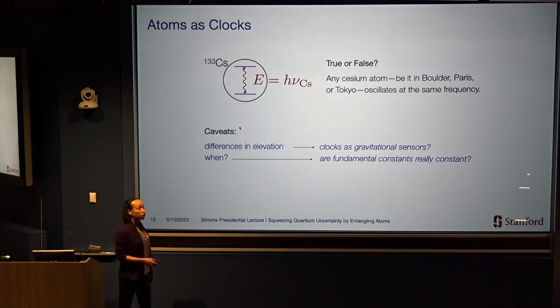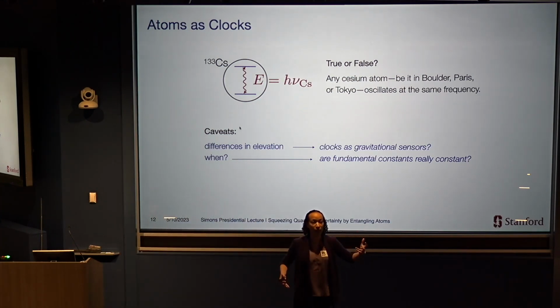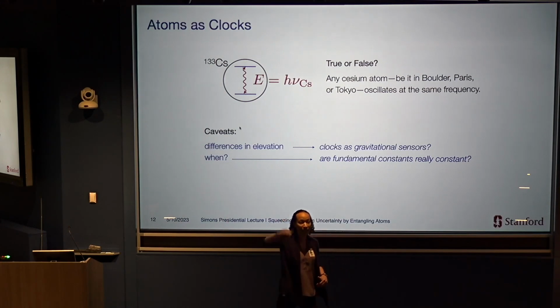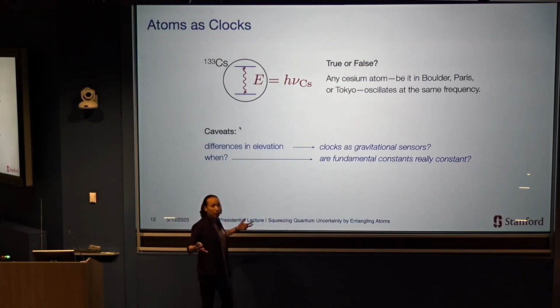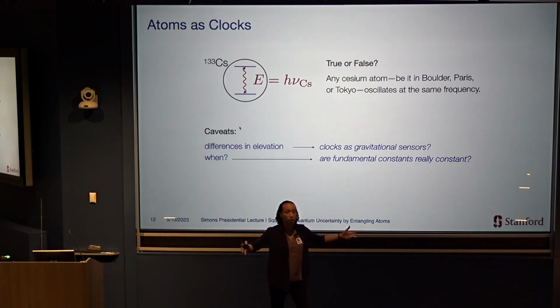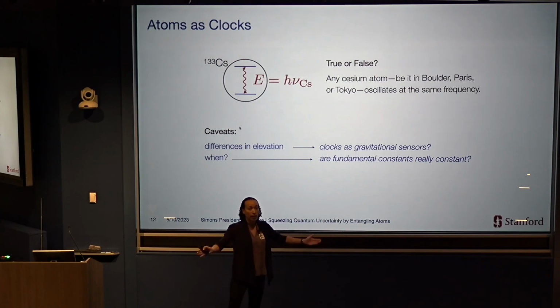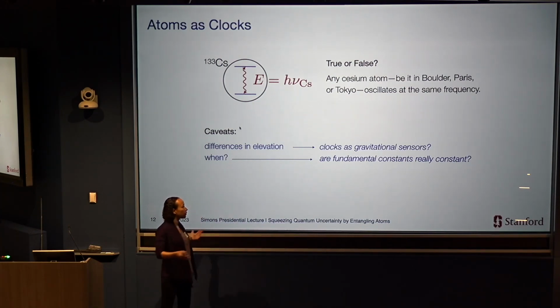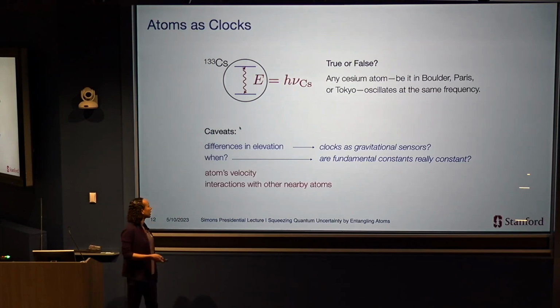And in fact, these actually can be interesting features. If I can make a very, very precise clock, I can actually use it to sense differences in gravitational potential. There are questions about whether the fundamental constants that determine the rate of the clock ticking are really constant. And if you can measure that frequency over long periods of time, you can ask, are fundamental constants of nature really constant, or are they maybe changing in time?